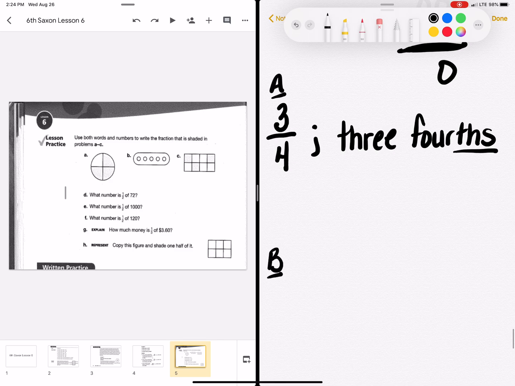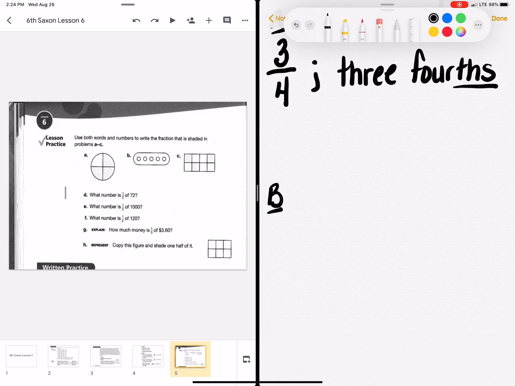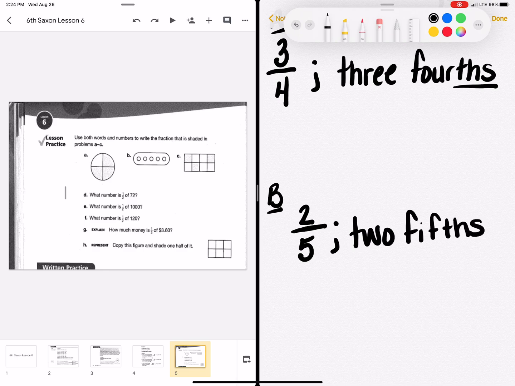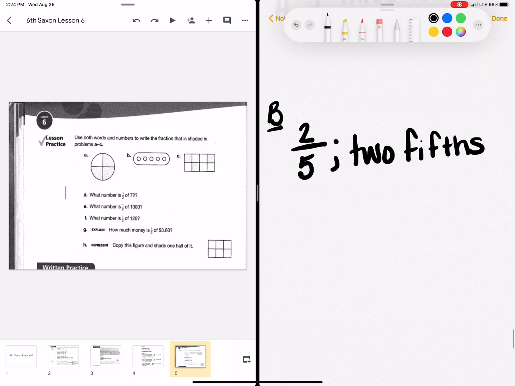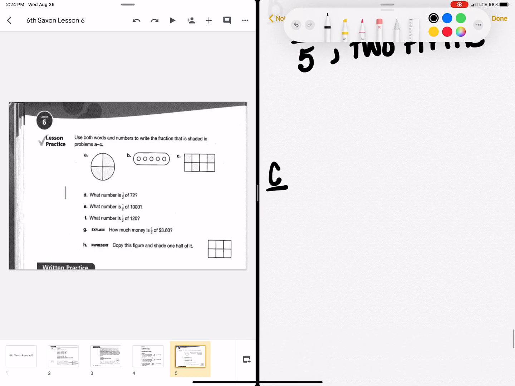B, there are 2 out of 5 of those circles that are shaded. So 2 out of 5 is 2/5. And we write it 2/5. C, there are 3 shaded out of 8 altogether. So we would read that 3/8.